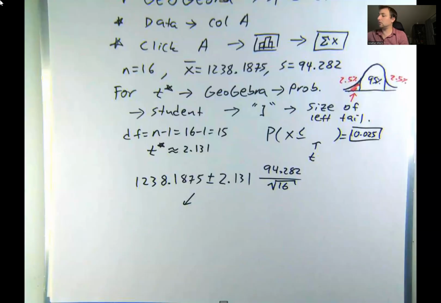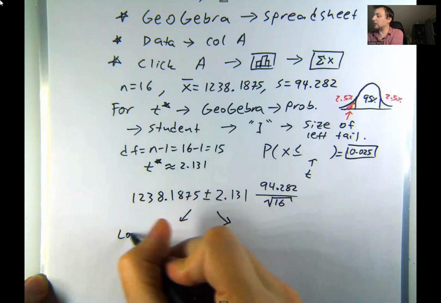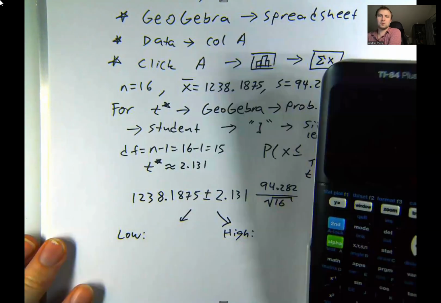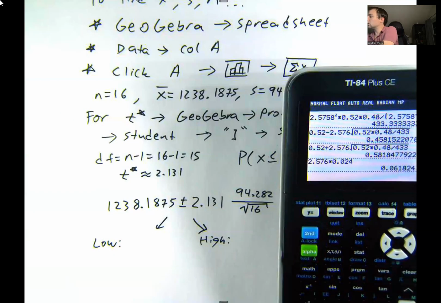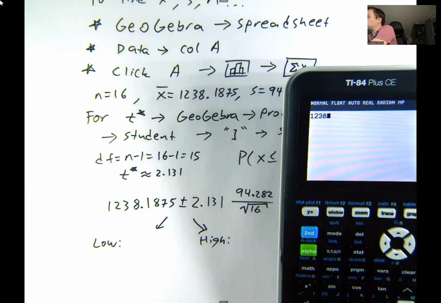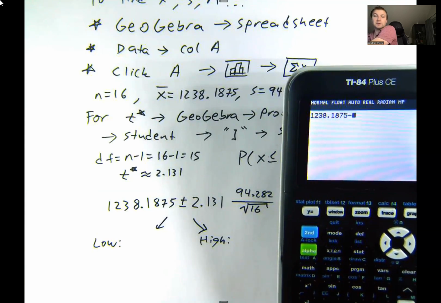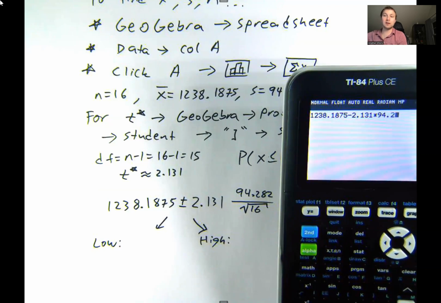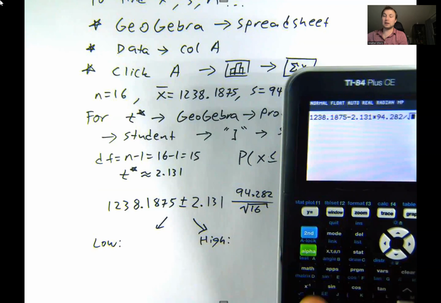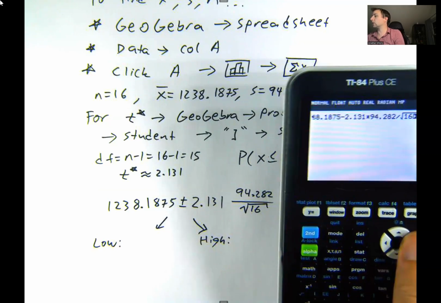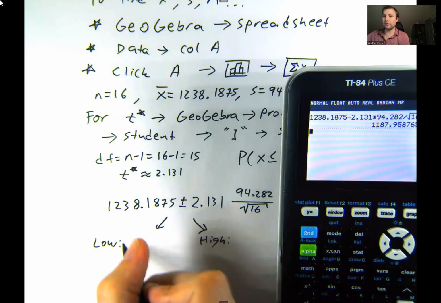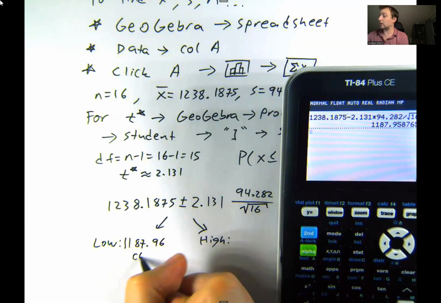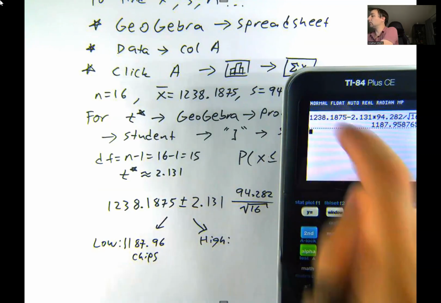I'm going to type this into my calculator, once with a minus and once with a plus to get a low value and a high value. So I've got 1238.1875. I'm going to do it with the minus first, 2.131 times 94.282 divided by the square root of 16. Okay. So on the low end, I have 1,187.96 chips per bag.